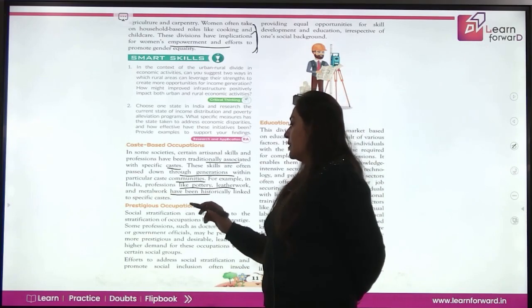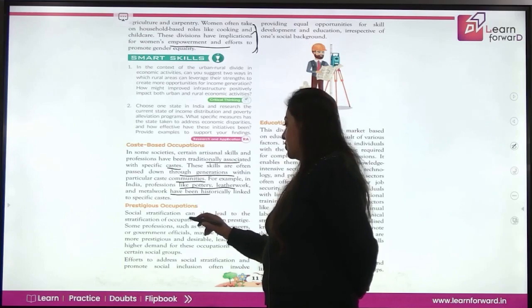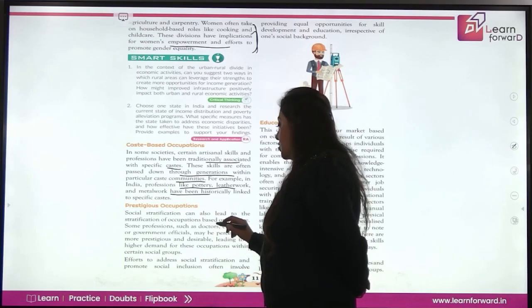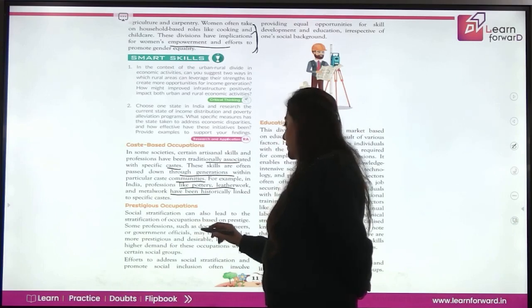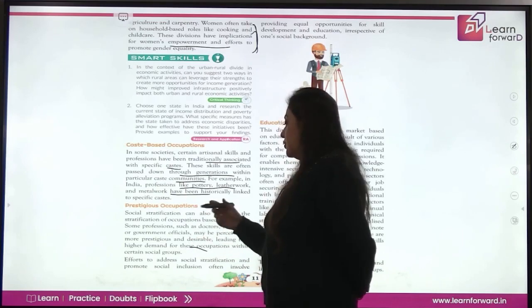Now, let's talk of prestigious occupation. Social stratification can lead to stratification of occupation based on prestige. Some professions, such as doctors, engineers, or government officials, may be perceived as more prestigious and desirable, leading to higher demand for these occupations within certain social groups.